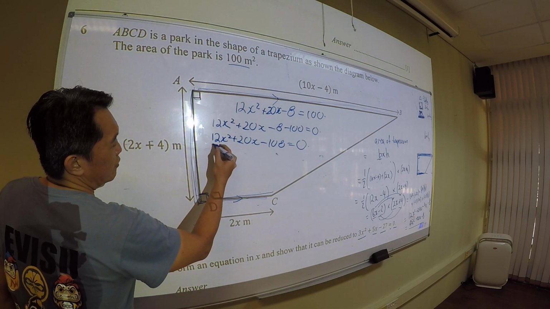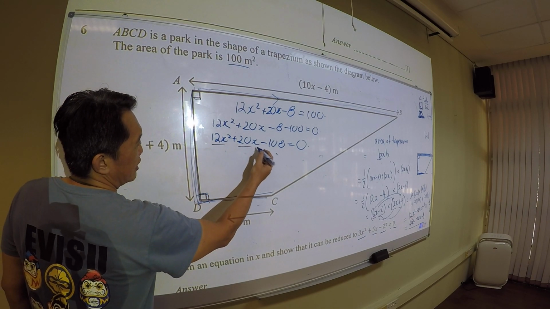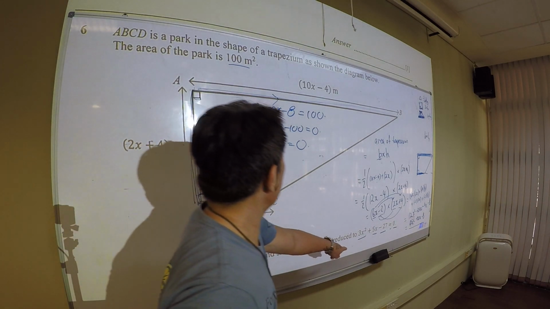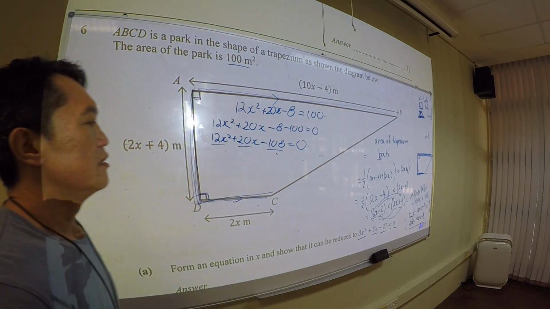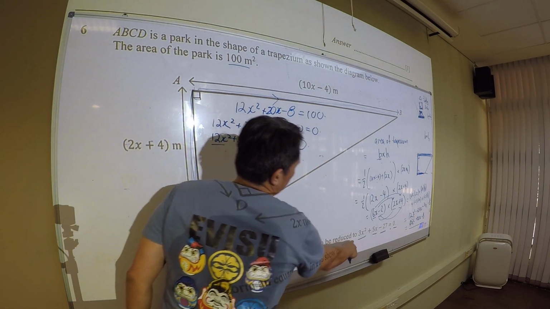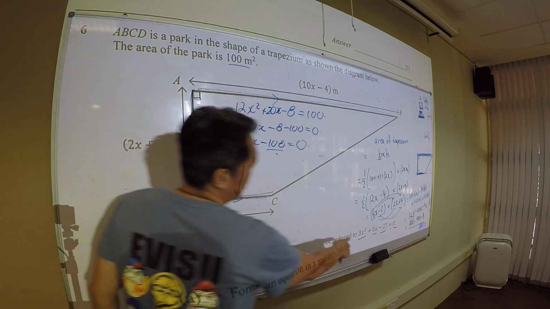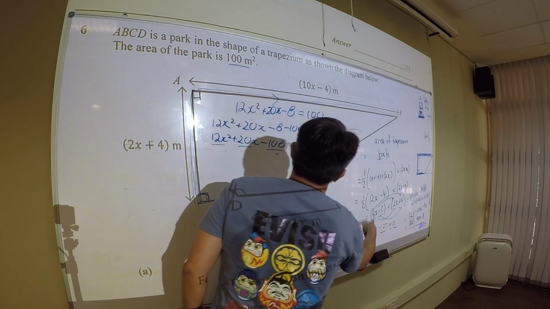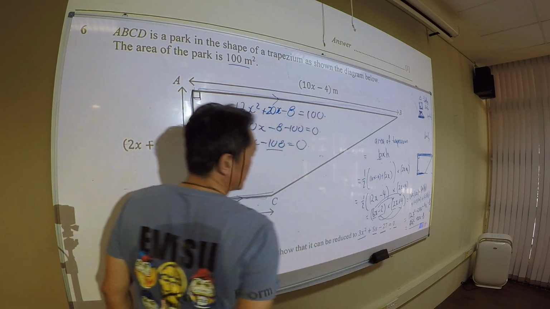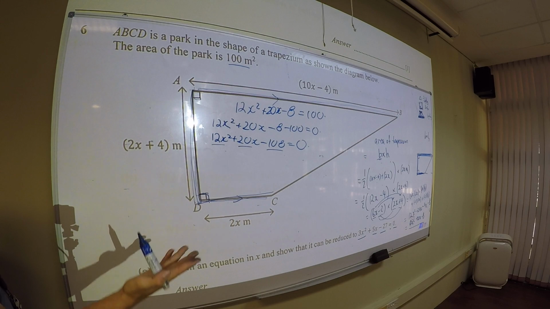Then 12x squared, 20x, and 1 minus 108. I compare to what they have given me. Mine is 12x squared. His is 3x squared. Mine is 20x. His is 5x. Mine is 108, negative 108. His is negative 27. There is a relation.